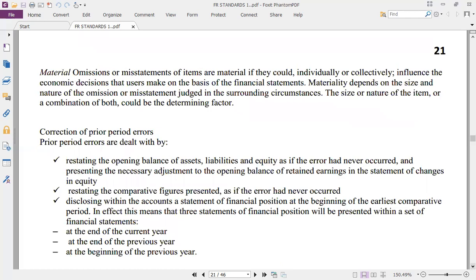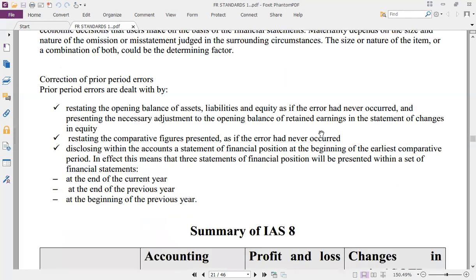So the opening balance of the retained earnings and then the assets and liabilities must be adjusted as if the error had never occurred. So that is it. Now the second point is the comparative information. We've explained that under the accounting policy. Good. Now that is the end of IAS 8.